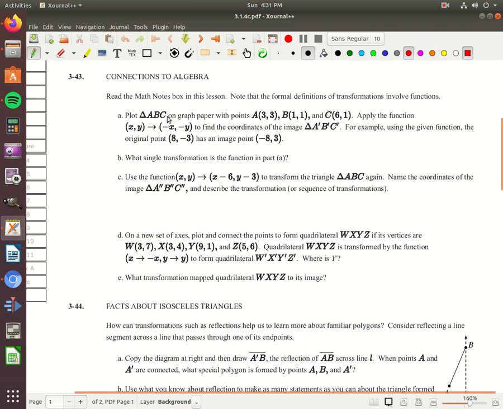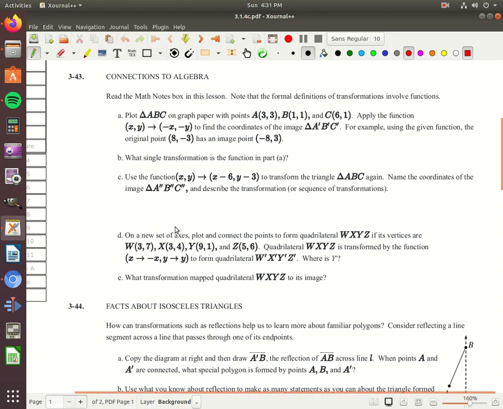So it says plot triangle ABC on graph paper using these points. Apply the function (x, y) goes to (-x, -y). We're going to find those coordinates, graph it, and then see what transformation that was. And then we'll go back and do x minus 6 and y minus 3, and look again at what transformation that was.